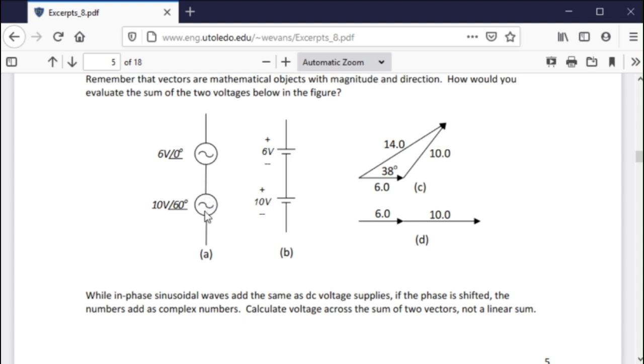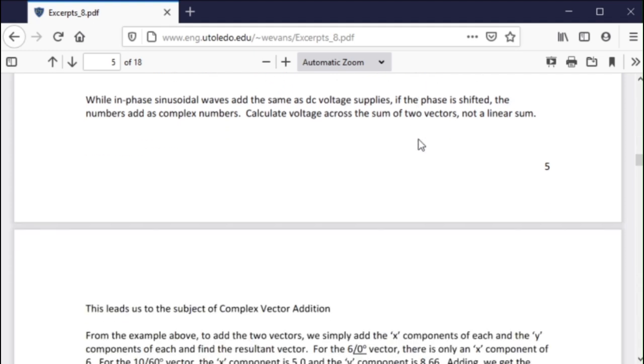But here, you have to look at them as phasors and solve them graphically. So you would have to add the 6 and the 10 to get a vector, and here you would measure, it's not 16, it's 14. And it would have a phase angle with respect to the 6 of 38 degrees. If you were to measure it with a voltmeter, you would not measure 16 volts, you would measure 14 volts. Very different situation.